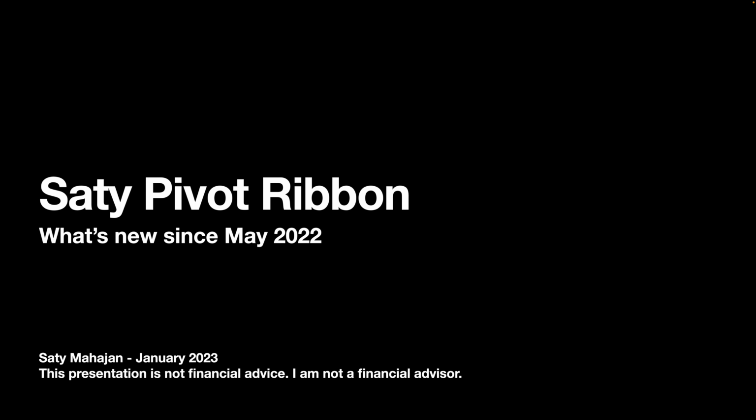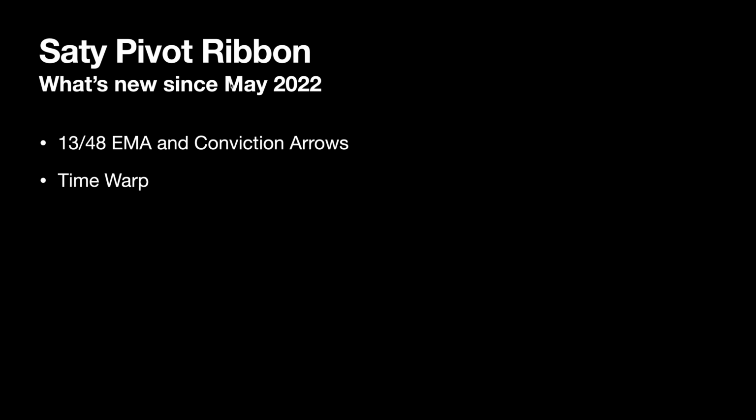We're going to talk through some of the changes made on the pivot ribbon since it was released in May of 2022. And let's get right into it. So two major changes, three maybe if you want to count the first two as separate. But along the way, I added conviction arrows first, which are essentially the 13/48 EMA crossover up and down. And also added the 13/48 EMAs as plots to help with managing the trades. We'll talk a little bit more about why I did that and how those are important.